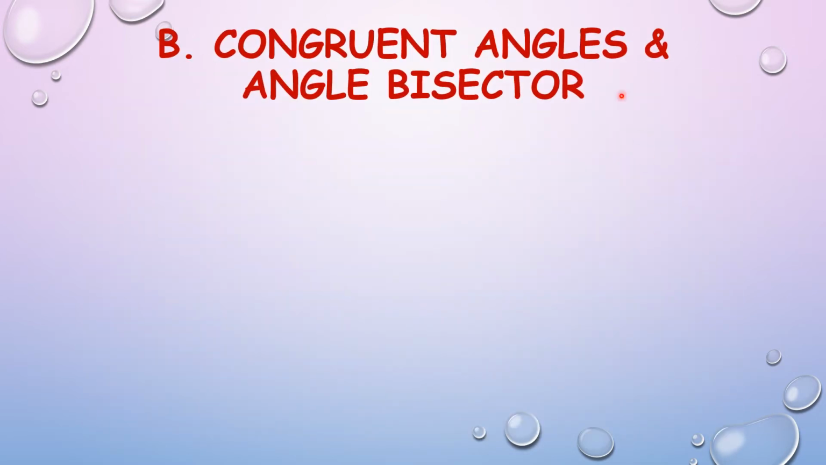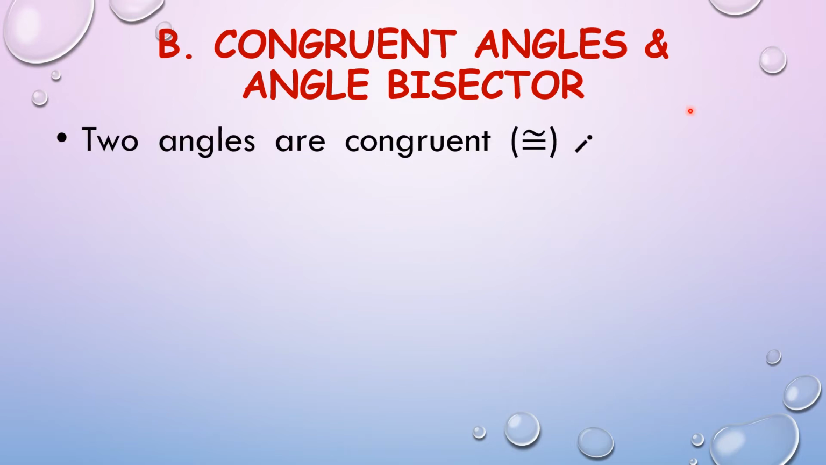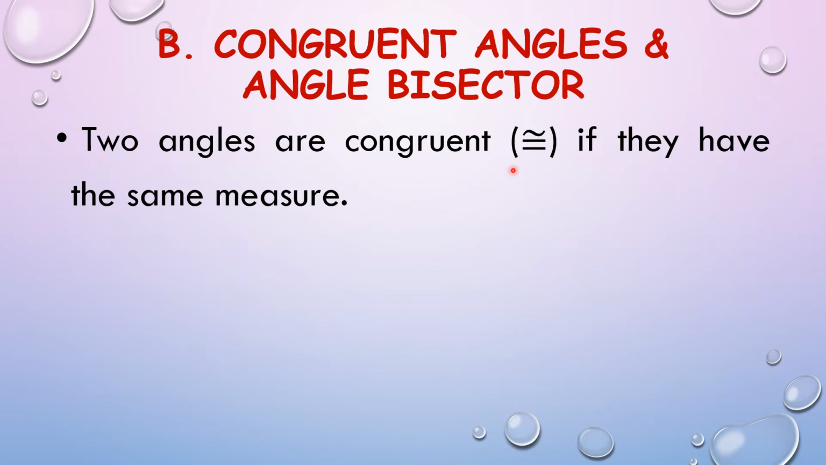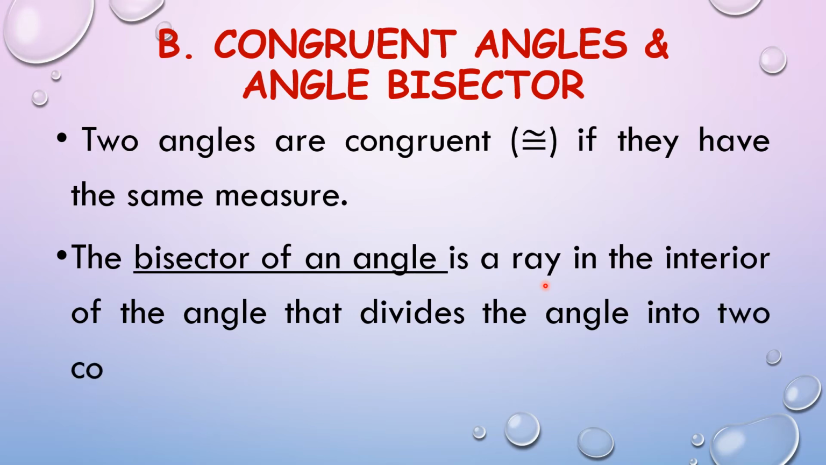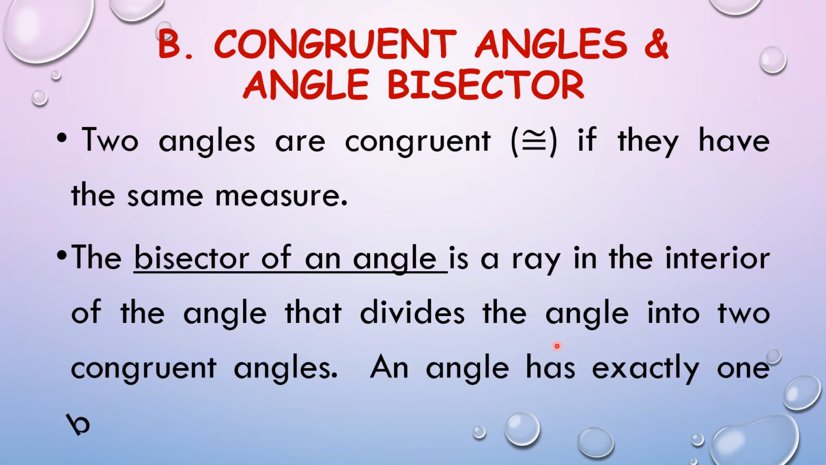Let's proceed to congruent angles and angle bisector. Two angles are congruent, take note of the symbol for congruent, if they have the same measure. The bisector of an angle is a ray in the interior of the angle that divides the angle into two congruent angles. So an angle has exactly one bisector. Meaning, it divides our one angle into two congruent or two equal angles.